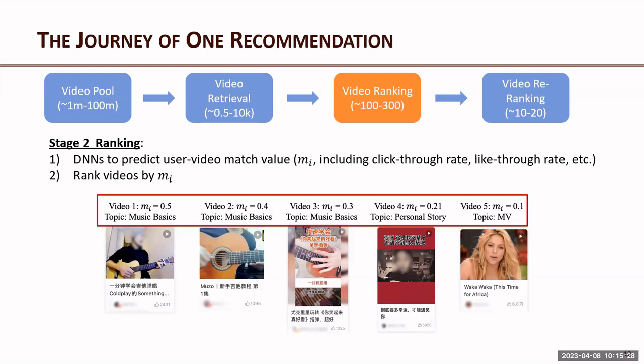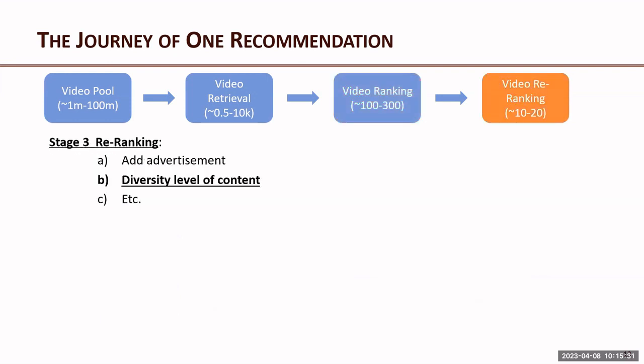And after this ranking stage, we will enter the last stage, the main focus in our paper, which is the re-ranking stage. In this stage, the platform can do other things about these 300-ish videos. They can choose to add advertisements and also can control the diversity level of the video topics. And after doing this re-ranking, they will choose around 10 to 20 videos to finally recommend for per user's query, meaning per user's swipe.